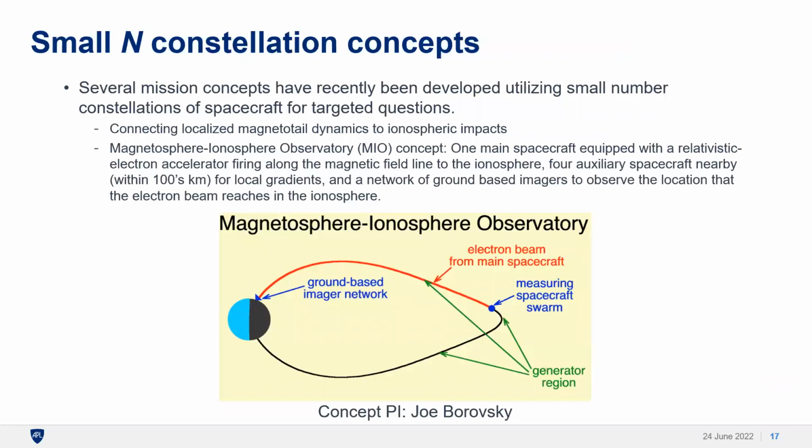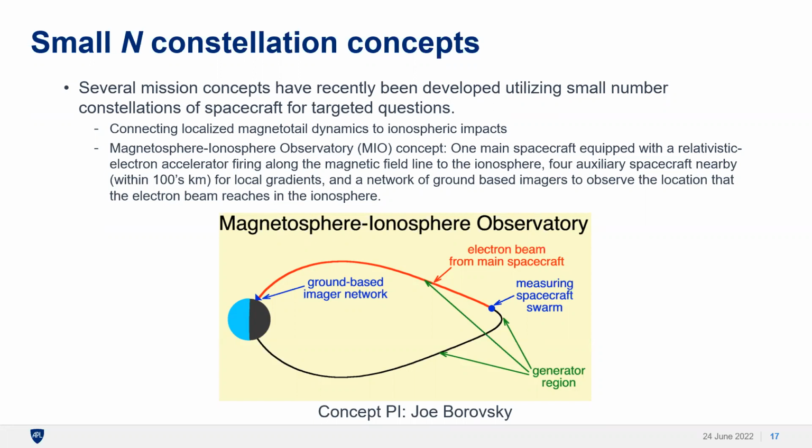Going forward from there, there are a few concepts that have been proposed for the future that utilize small-number-of-spacecraft techniques. One of them is the Magnetosphere Ionosphere Observatory NEO concept that Joe Borowski has been putting forth. It's really trying to connect localized magnetotail dynamics to ionospheric impacts. What this concept would do is have one main spacecraft, which is really exciting because it has a relativistic electron accelerator that would fire a beam of electrons along the field line and the loss cone at the Earth. If you ever want to fire an electron gun at the Earth, this is the mission for you.